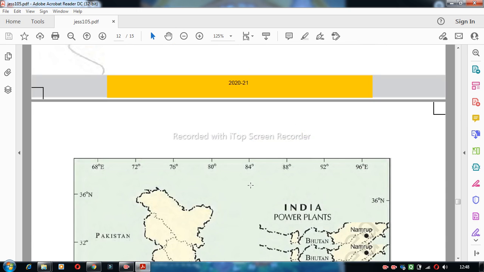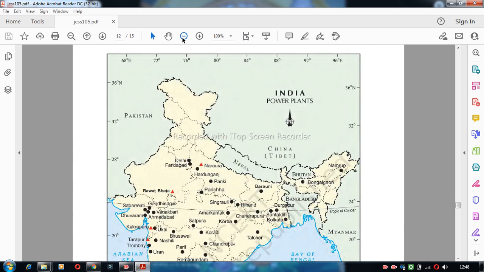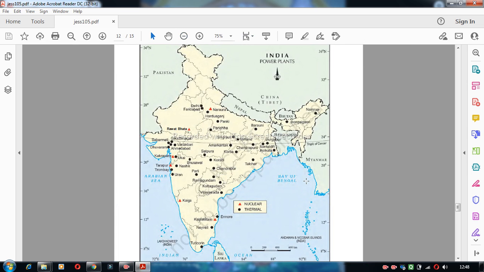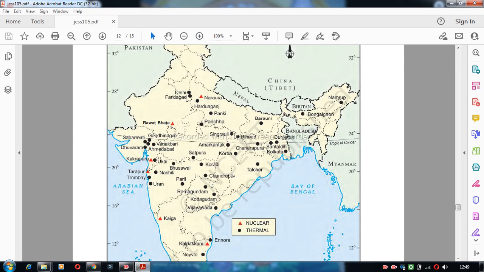Cadets, please pay attention to this map, which shows the power plants of our country. So we have two kinds of power plants, as you are seeing here in the book, nuclear and thermal. The red colored triangles are the nuclear power plants, right? Next, the black colored dots are the thermal power stations. So from the point of view of the board examination, they are very important.